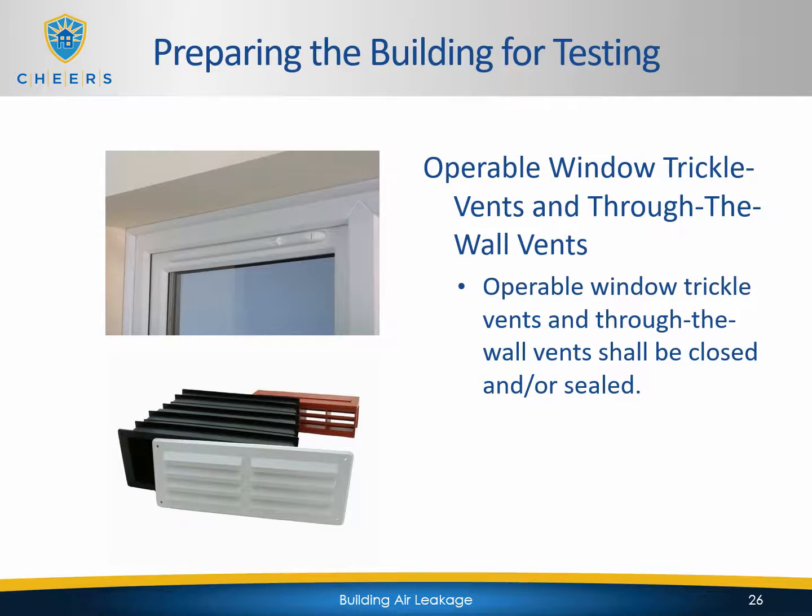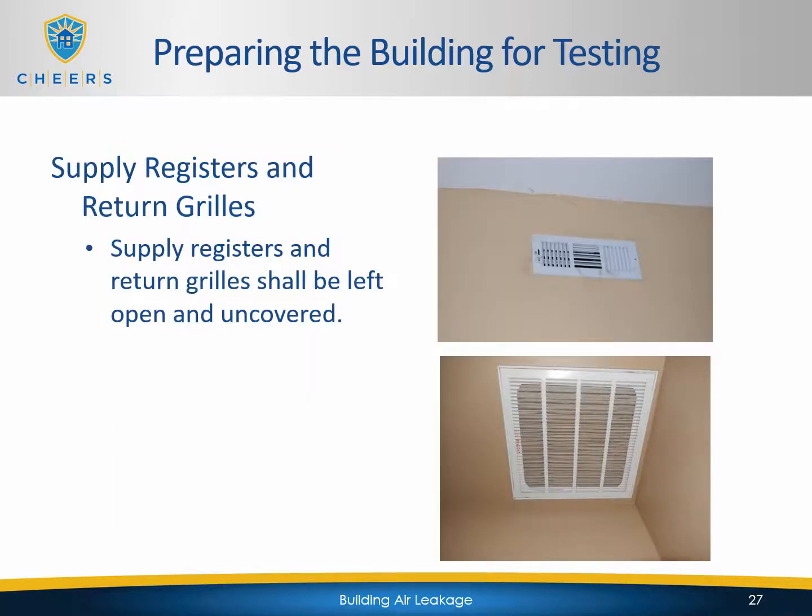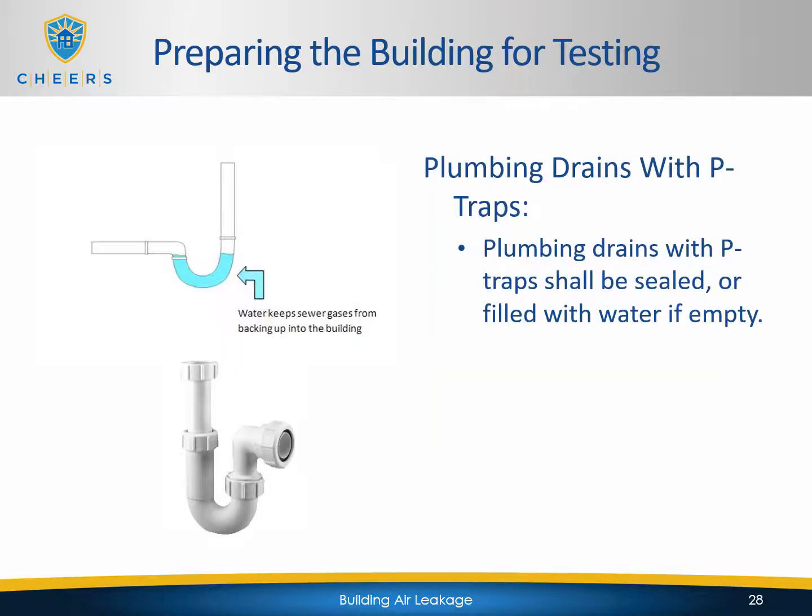Operable window trickle vents and through-the-wall vents shall be closed and/or sealed. These you can actually seal if need be. Supply registers and return grills shall be left open and uncovered. Plumbing drains with P-traps shall be sealed or filled with water if empty.